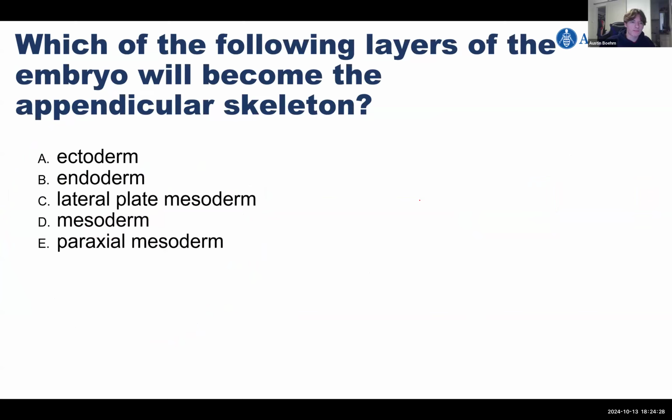All right, so I have another question here. This one is multiple choice. Which of the following layers of the embryo become the appendicular skeleton?